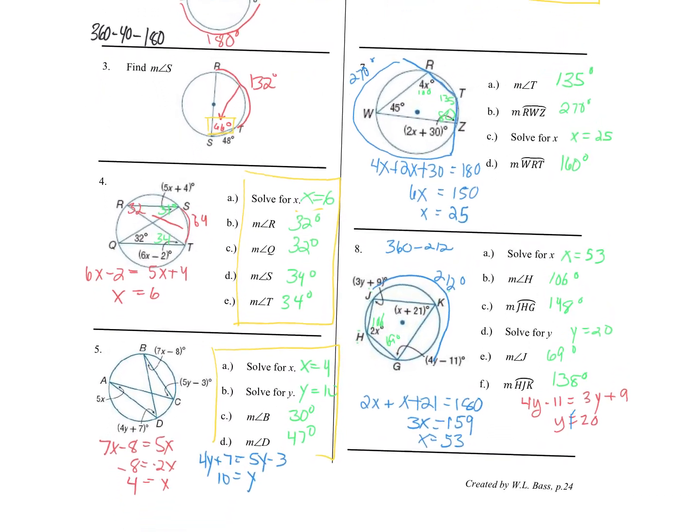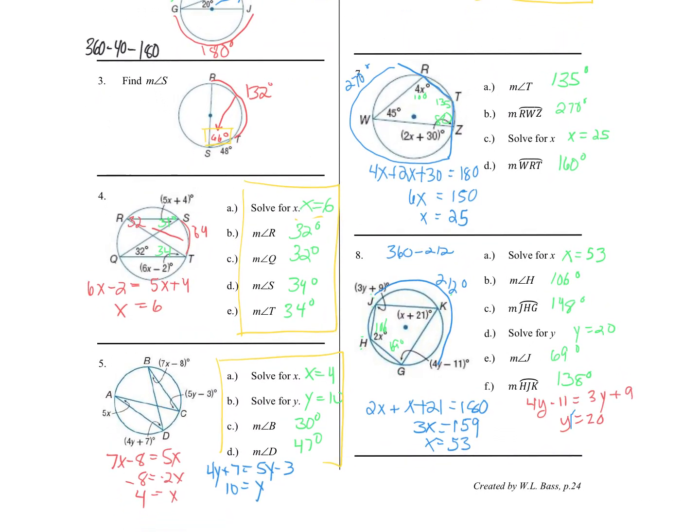If we look at number 4, I'm going to start with that I know that this angle T, which is 6x minus 2, is going to be equal to angle S, which is 5x plus 4. So I'm going to set this equation up and solve this to get x is equal to 6. So right there, x is equal to 6.